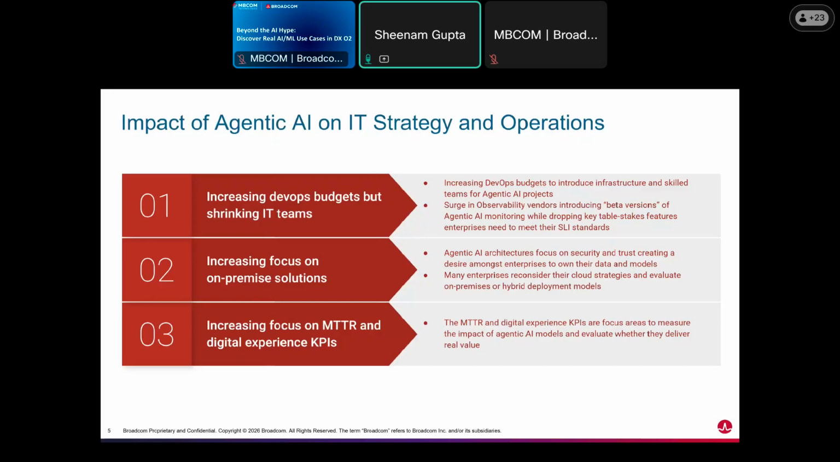A lot of enterprises haven't. And so they're going back to the basics to make sure that their MTTR and digital experience monitoring, meaning knowing how my application is performing for my end users, gain more focus. Because as these teams focus on introducing agentic AI models, they have to make sure that those changes, the new way of working that they're trying to introduce, is delivering real value and is not driving their users away.